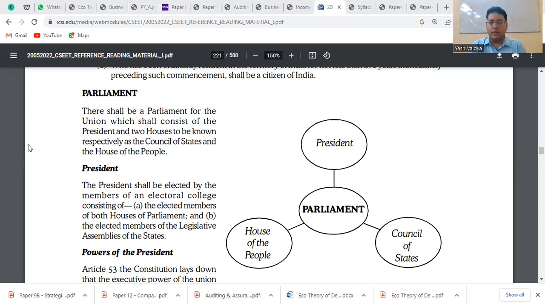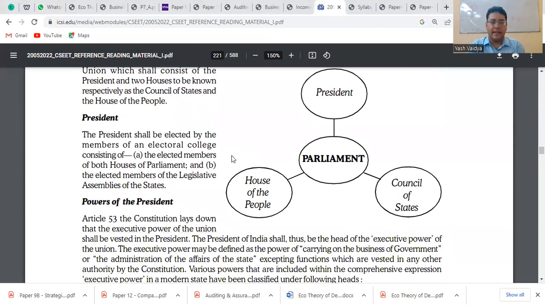Right? Lower house is called House of the People. Okay. So lower house is called House of the People, and what we call it is Lok Sabha. The Indian name of the House of People is Lok Sabha. And upper house is nothing but Council of States, which we call Rajya Sabha. Okay. And the third organ of Parliament is obviously President. So Parliament consists of three organs. One is Lok Sabha, second is Rajya Sabha, and third is President. So first of all, let us see something about President.